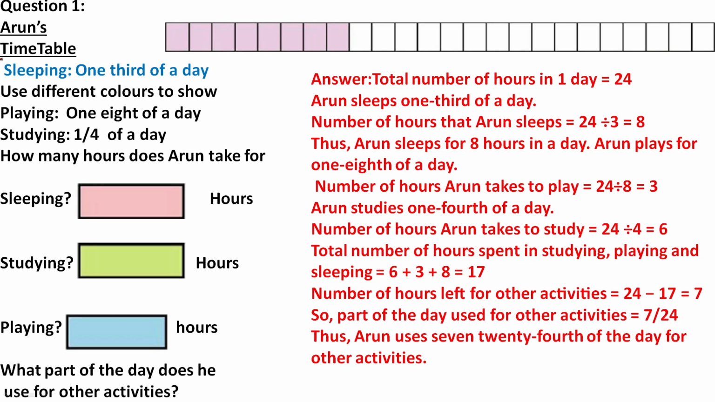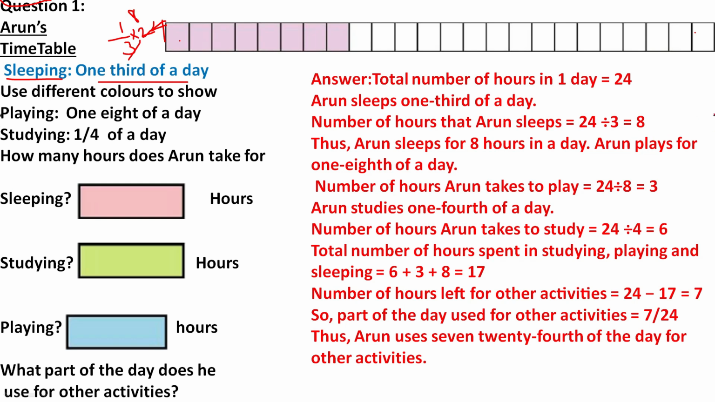Timetable. Arun's timetable is given. One day has 24 hours. Sleeping hours are 1/3 of a day. That means 1/3 of 24 hours. 3 eights are 24. So 8 hours are sleeping hours.